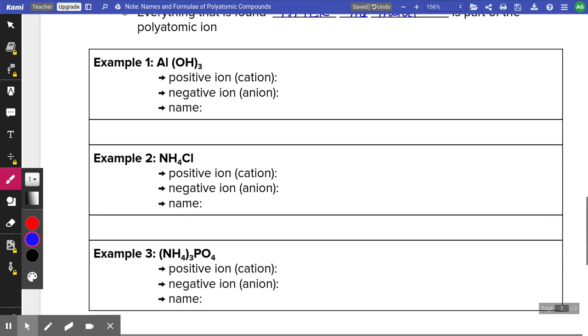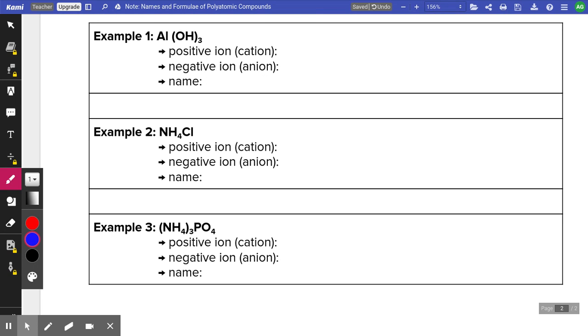Okay, so let's do some examples. Example 1, you have Al(OH)3. So we're going to identify the positive ion, which is the cation, and that's aluminum. The anion is hydroxide. So that becomes aluminum hydroxide.